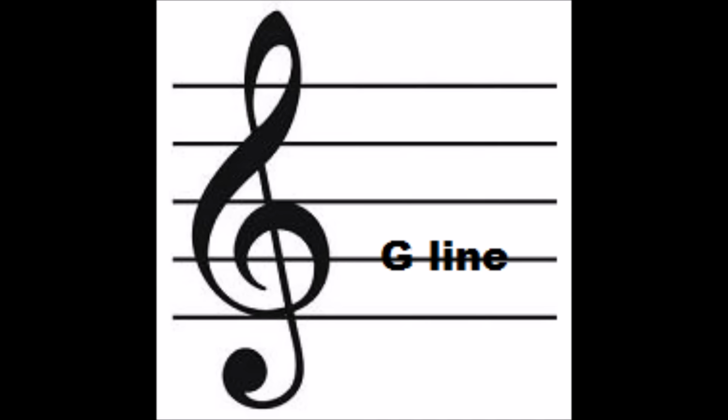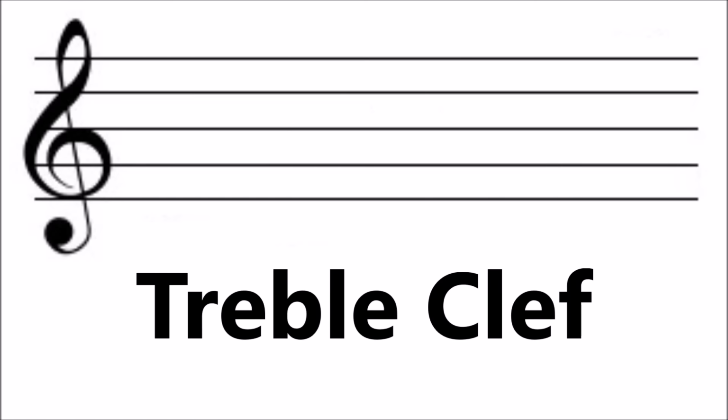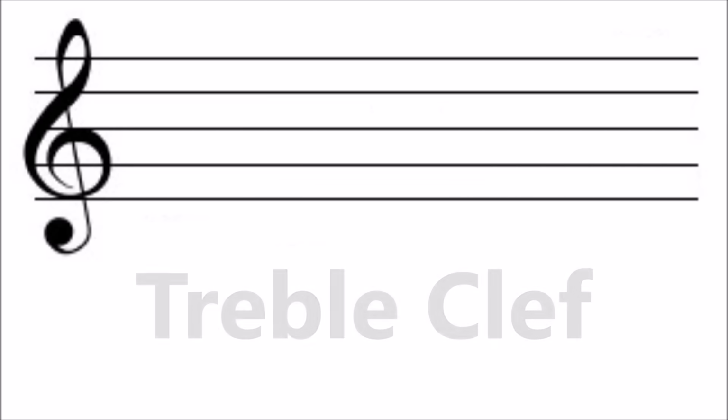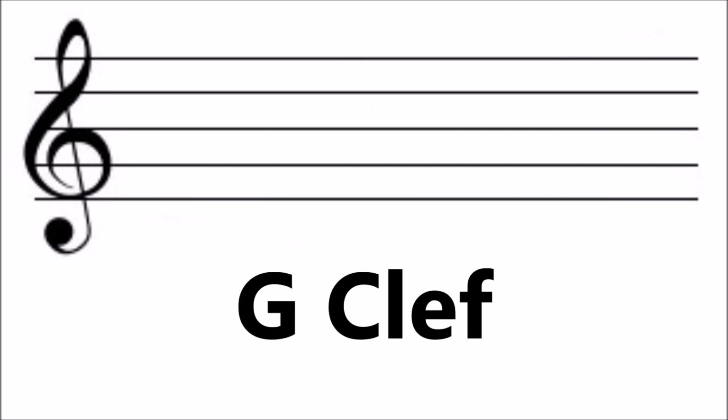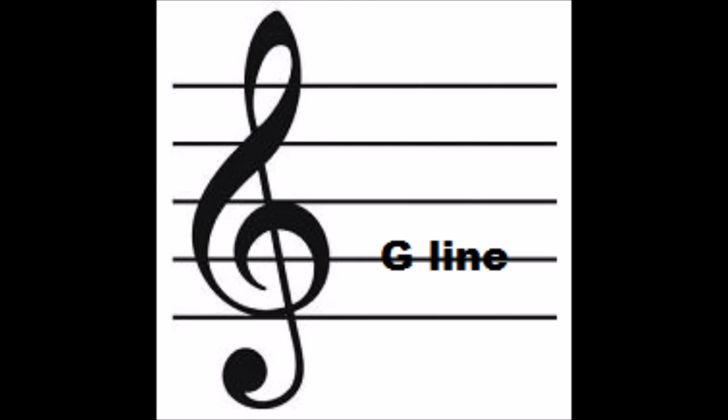Here's a treble clef with G line labeled. Treble clef notes. Let's say we have a treble clef. This clef is also known as a G clef because it wraps itself around the G line.